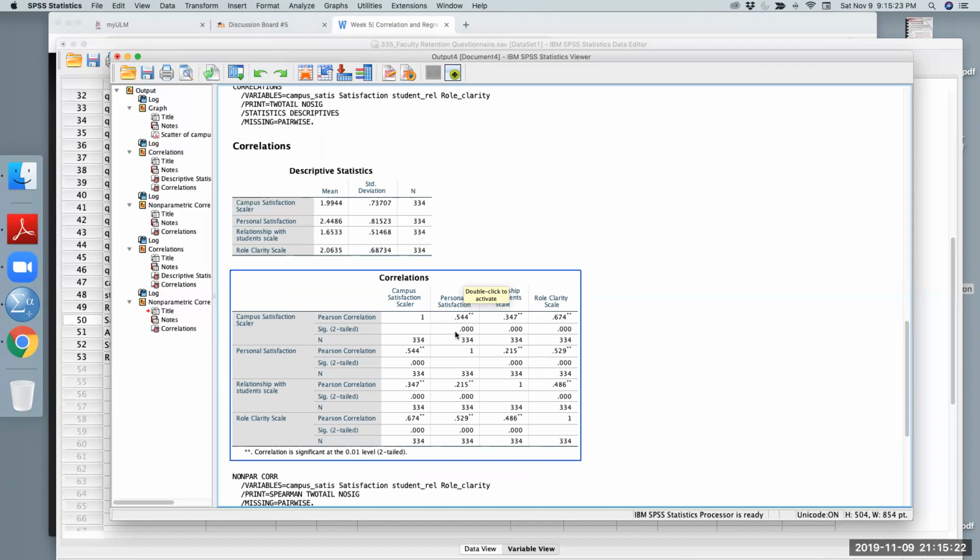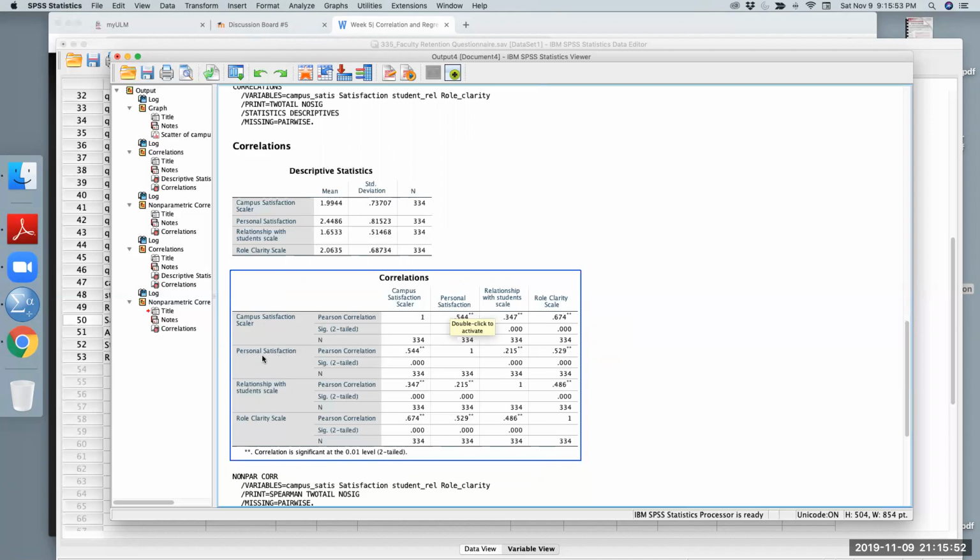Here, campus satisfaction is correlated with personal satisfaction. Campus satisfaction is also correlated with their relationship with the students and the role clarity. So that indicates that campus satisfaction of faculty members is higher if their personal satisfaction, relationship with students, or role description are higher. If faculty members are clear on these three things, they are likely to have a higher campus satisfaction.